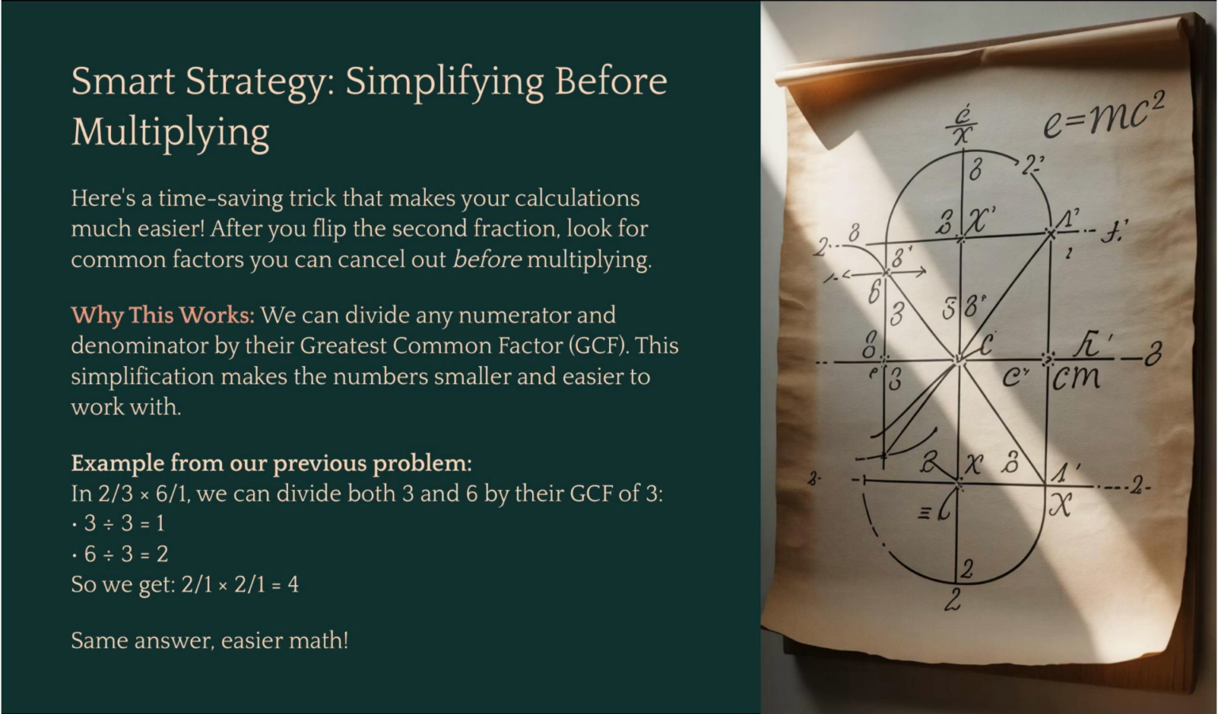Here's a tip that will save you a lot of time. Simplify before you multiply. After you do the keep, change, flip step, always look at the numerators and denominators diagonally. If you see common factors, you can divide right there. For instance, in our last problem, 2/3 times 6/1, we could divide the 3 and the 6 by 3. This simplifies the numbers before you even multiply, making your final product easier to manage.